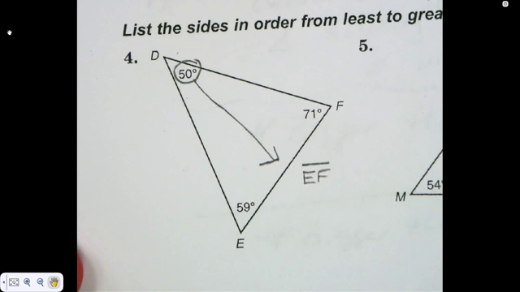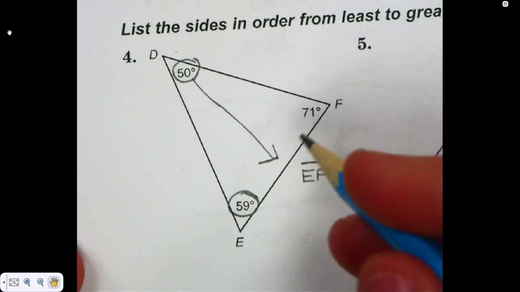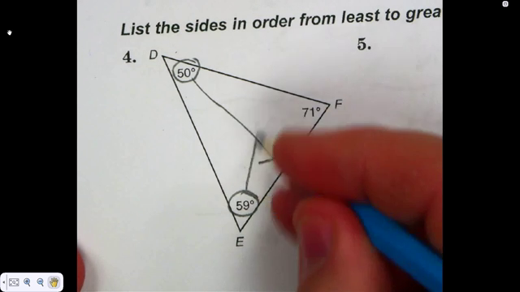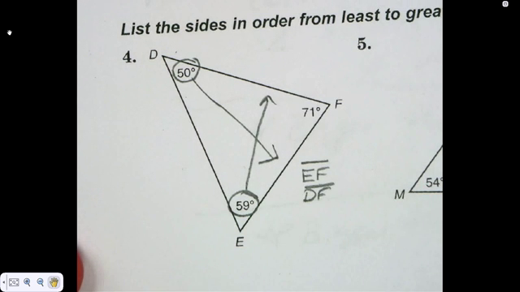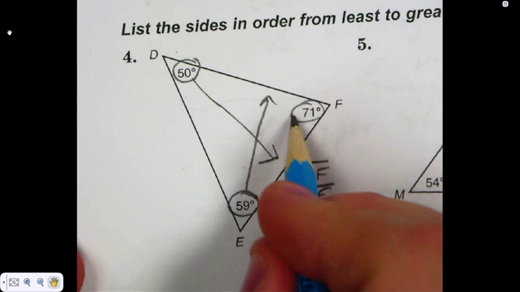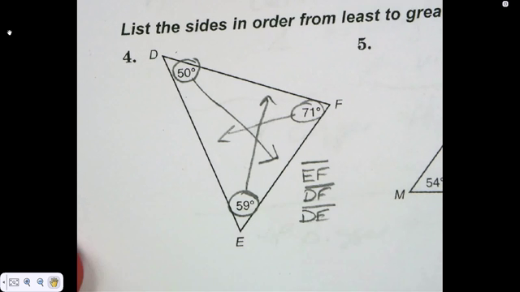I find the next biggest. What side is it holding? So, next one's a 71-degree angle. It's holding what? Not so bad, is it? Can we do that?